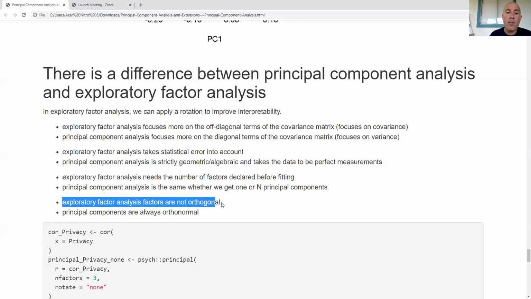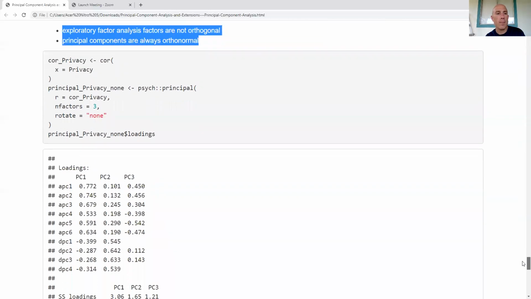In exploratory factor analysis, the factors are not orthogonal most of the time, and principal component analysis has orthonormal factors every single time by construction, by the geometric way that it's built up.